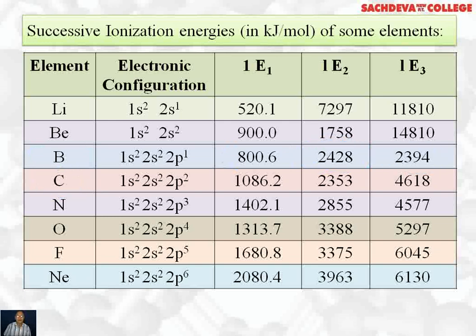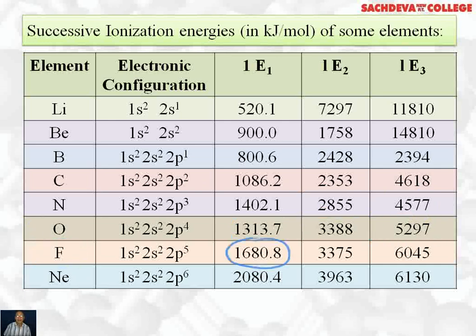Carbon has got 1086.2 as first, 2353 is the second ionization energy, third ionization energy is 4618. Nitrogen first ionization energy is 1402.1. It is higher because of the half-filled p orbital. Second is 2855. Third is 4577. Oxygen first is 1313.7. Second is 3388. And third is 5297.